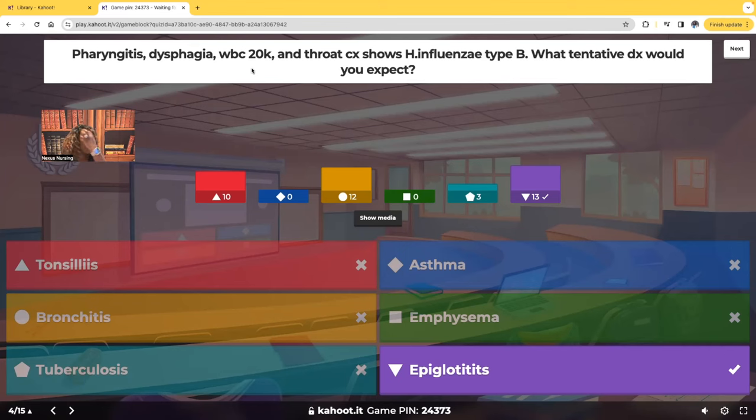Tuberculosis, this is a bacterium that can actually affect any organ in the body, but it usually affects the lungs, okay? And last, epiglottitis, which we talked about. And we'll talk about tuberculosis in a little bit, either in this Kahoot, or I have to make another part two. We'll go more in depth in part two if I didn't get to it in this Kahoot.